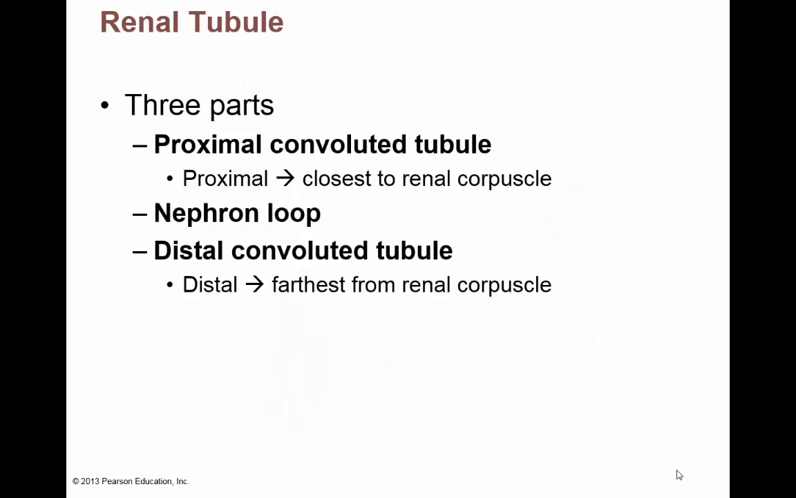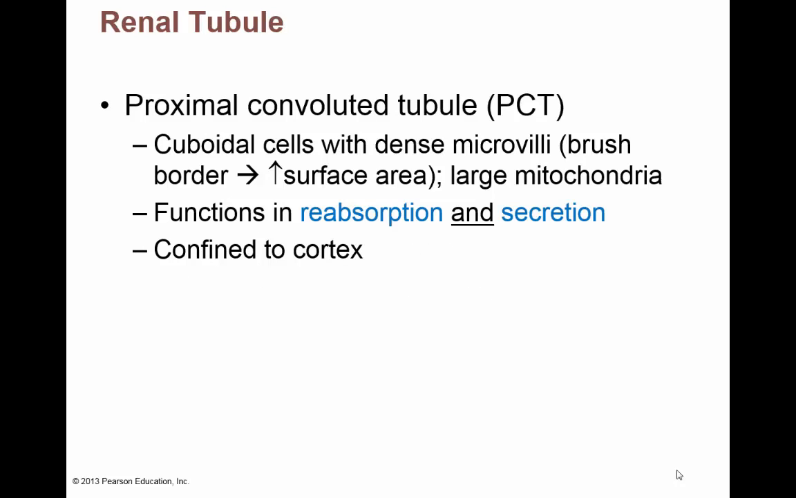Now, the rest of it, the renal tubule part, has three main parts. You have the proximal convoluted tubule. Again, convoluted means the twisty-turny part. Proximal because it's closest to the renal corpuscle. You have the nephron loop, also called loop of Henle, and the distal convoluted tubule because it's farthest from the renal corpuscle.